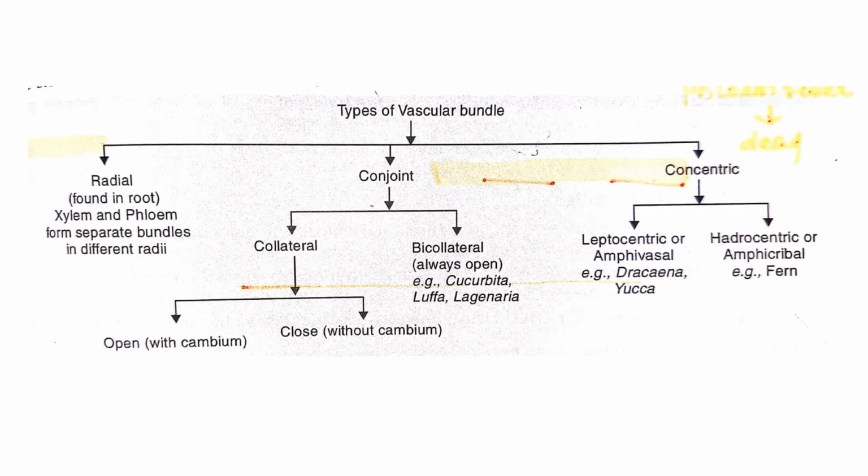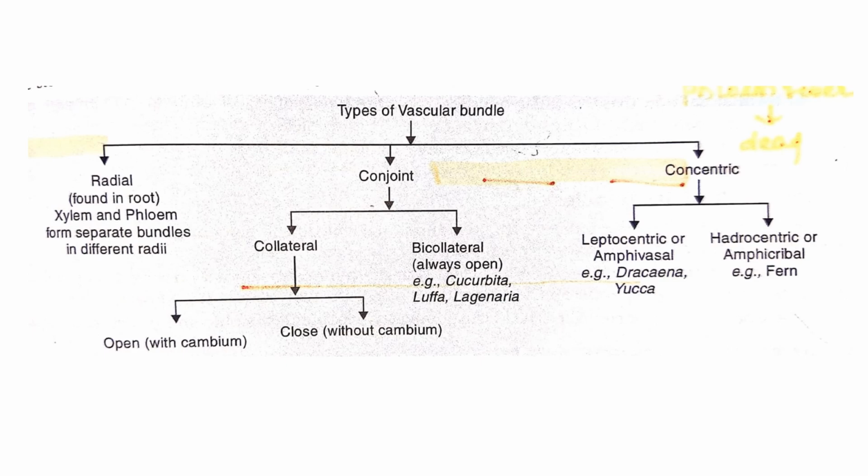So there are three types of vascular bundles. One is radial vascular bundle. What is radial vascular bundle? Where xylem and phloem occur in separate patches on alternate radii. Radial vascular bundles are the characteristic of all types of roots.